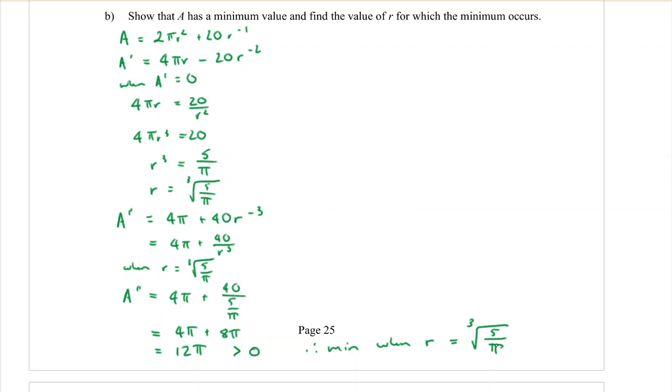It always pays to just go back and read the question to make sure you found all the parts in case they want you to find the surface area or something. So show that A has a minimum value and find the value for r. Yep, done it. There's nothing else to do. Okay, next one. You're going to need to keep moving.